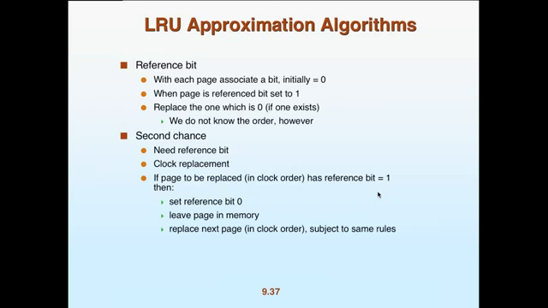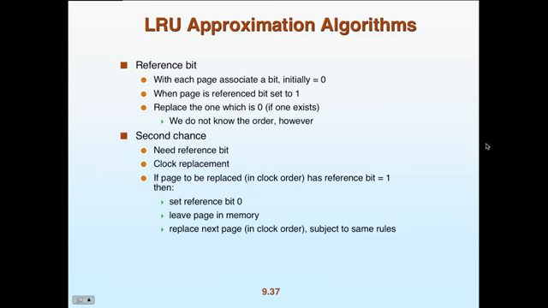So we have least recently used approximation algorithms. We could keep a reference bit, so each page has an associated bit, and here we go again with more bits that we're adding to the configuration. When the page is referenced, we set the bit to 1, and we replace a page whose bit is 0, if one exists. We don't know the order, and we don't really care about the order. Instead, we're keeping an approximation by setting an on or an off, essentially.